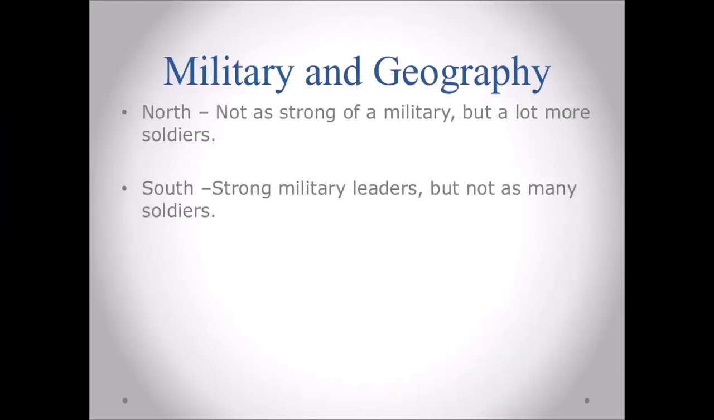I'll start discussing the Civil War by talking about the military and the geography of each side and talking about some of the strengths and weaknesses. The North did not have as strong of a military, but they had a lot more soldiers. The South, meanwhile, had strong military leaders, but they didn't have as many soldiers. So both sides kind of have an advantage here, as well as a disadvantage.